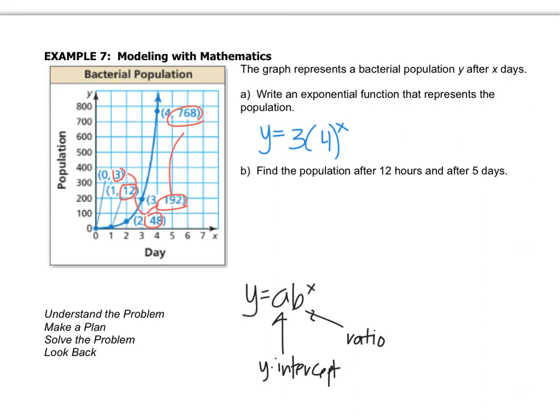Now we're going to take our exponential function and find specific values. So 12 hours and 5 days. So 12 hours, if you look at the x value stands for days. So 12 hours is half a day. So what we do is we would do 3 times 4 to the 1/2. And we already know how to do fractional exponents. That's the square root of 4 raised to the first power. So it'll be y equals 3 times 2. So that's 6.